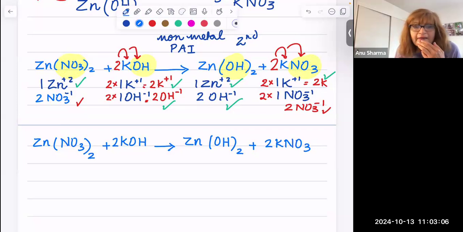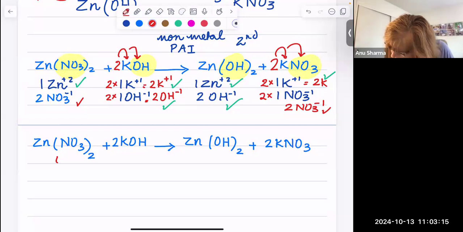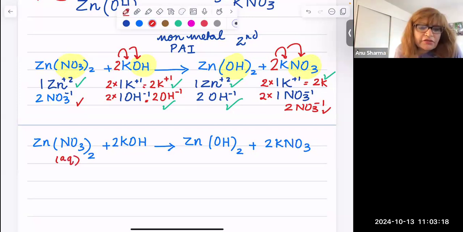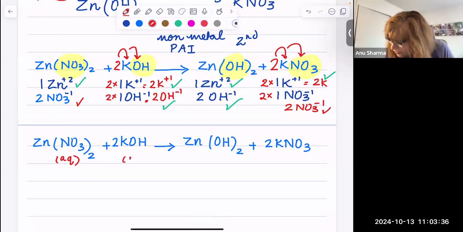Solubilities. Zinc nitrate. What is the solubility? So it's soluble, right? Very good. So it's aqueous. What about KOH? KOH, group 1A. Remember, all nitrates are soluble. So aqueous. KOH, potassium, group 1A. All group 1As are soluble. So what does this become? AQ. Very good. Very good.